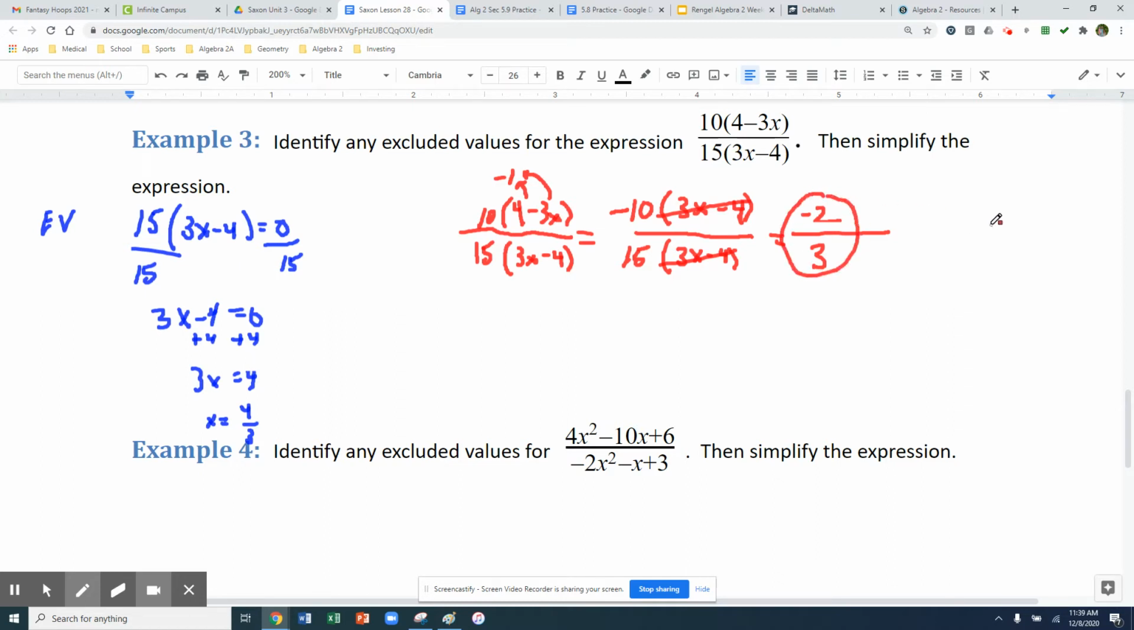So a good rule of thumb is wherever your leading term is, you're going to want to make sure that it is positive. If it's positive already, you don't need to factor out a negative 1. But if it is negative, then you're going to want to factor out a negative 1 to start to simplify your rational expression.